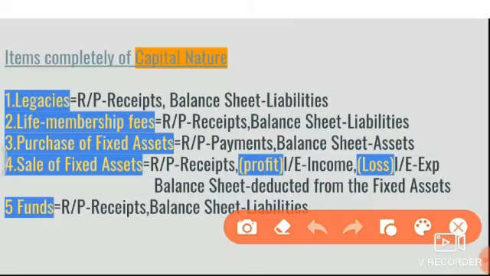This amount is shown on the receive side. When such amounts are received, then it is shown on the receive side of the receipts and payments account, and in the balance sheet it is shown on the liability side. This item is not shown in the income and expenditure account because the income and expenditure account takes only revenue nature items.